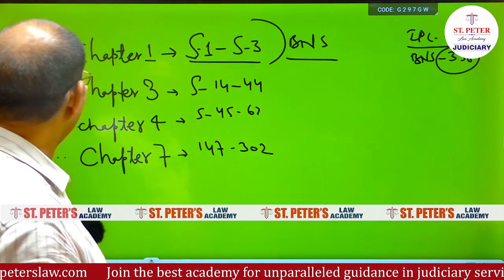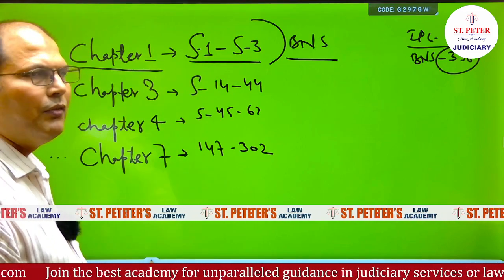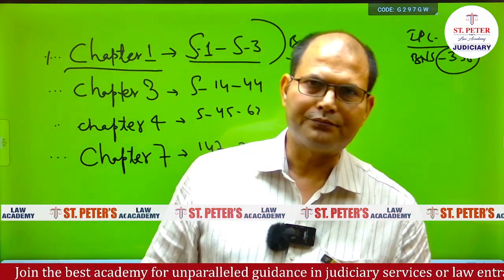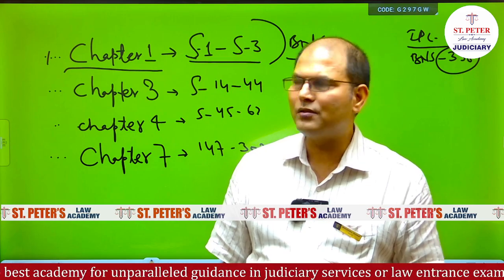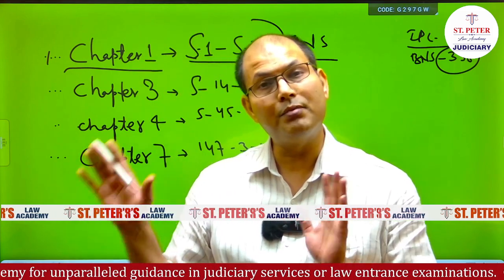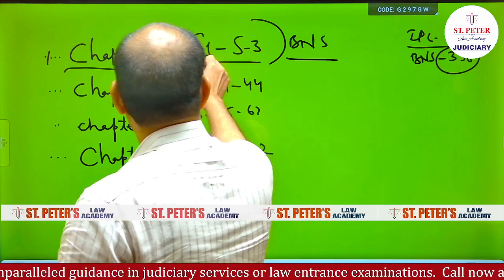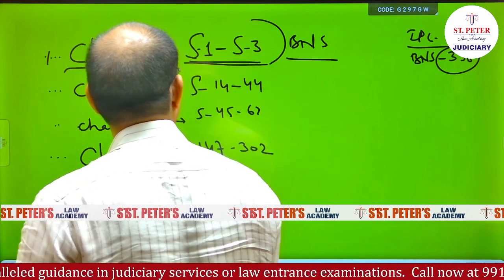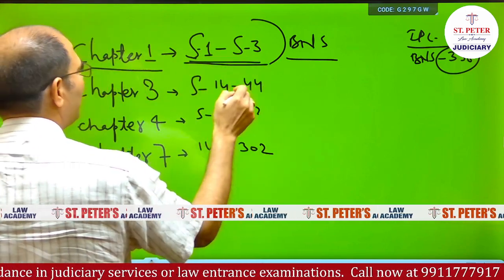So chapter 1 of the BNS is about definitions and general explanations. Mind you, definition and general explanation related clauses were contained in the IPC starting from section 1 till section 52. Now in the BNS, general definitions and general explanations are contained in chapter 1.